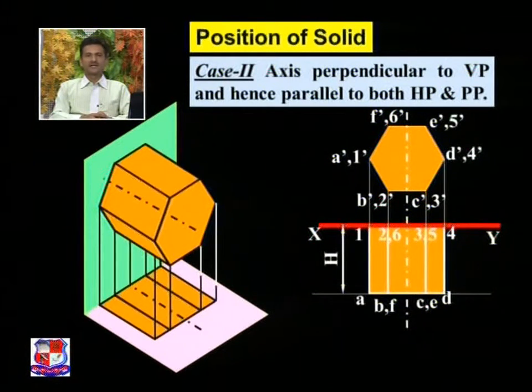So this is the second case in which the axis is perpendicular to VP and hence parallel to HP and profile plane. So whenever it is given that the axis is perpendicular to VP or makes some angle with VP, we assume this as a first step. This would be the first step in such kind of problems.